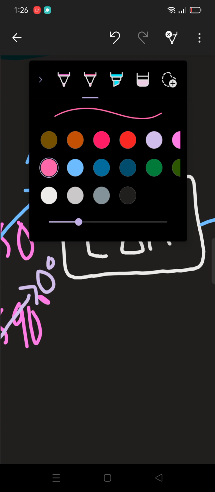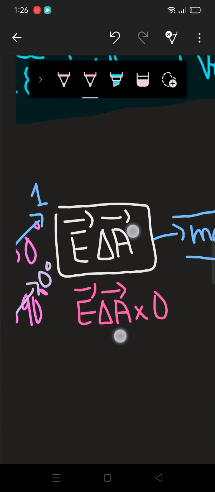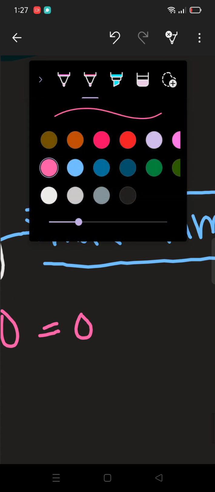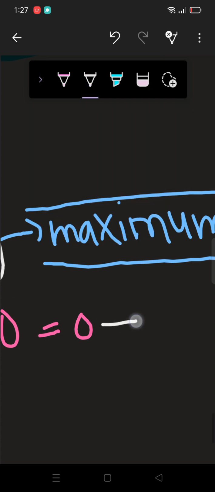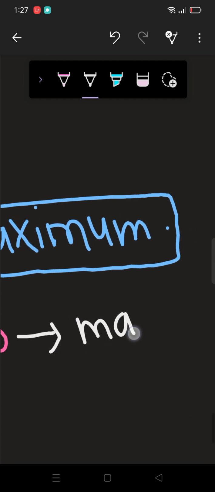So when we multiply electric field intensity and small element of vector area by 0, since cos 90 is equal to 0, we get 0. Which means when the angle between the electric field intensity and the small element of vector area is 90 degrees, the flux will be minimum.